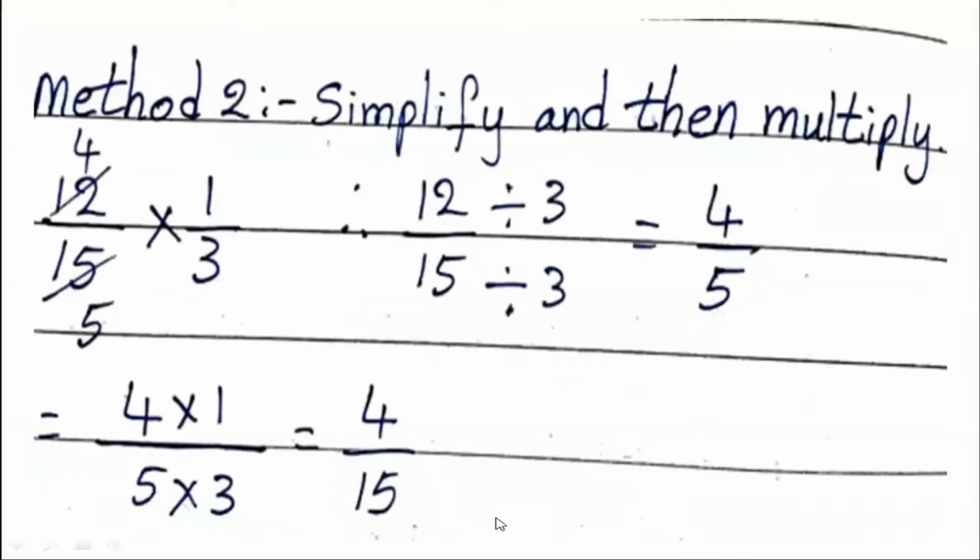Fine. Now in the same way, method 2: simplify and then multiply. So 12 by 15 into 1 by 3. What we have to do is, first, 4 3s are 12. So strike off 12 and write 4 on top of the 12. Now 5 3s are 15. Strike off 15 and write 5 below the 15. So here 4 by 5 into 1 by 3. So 12 divided by 3 is equal to 4, and 15 divided by 3 is equal to 5.